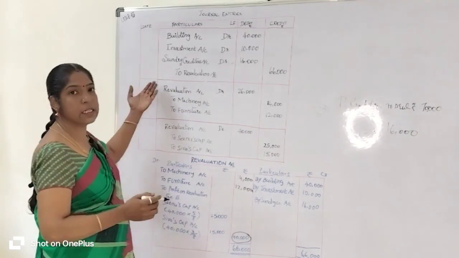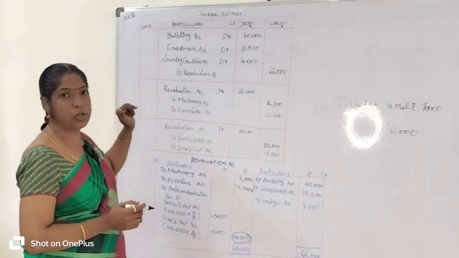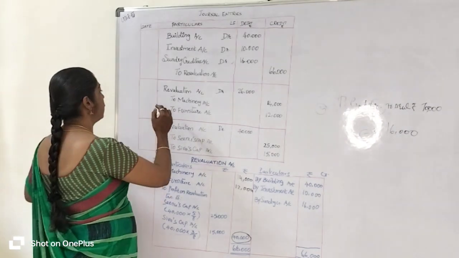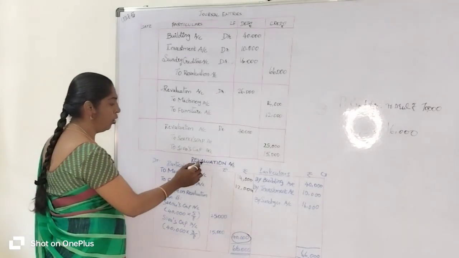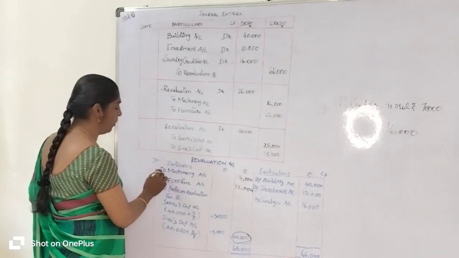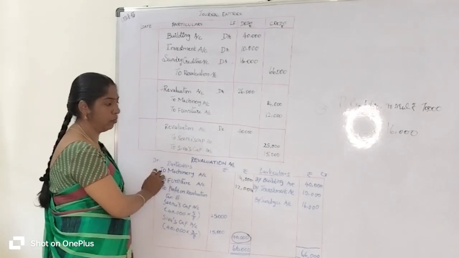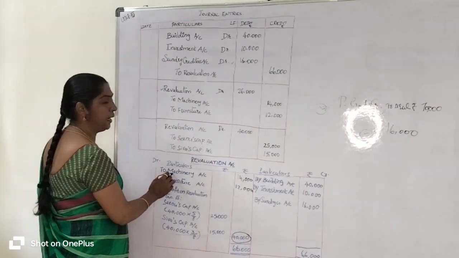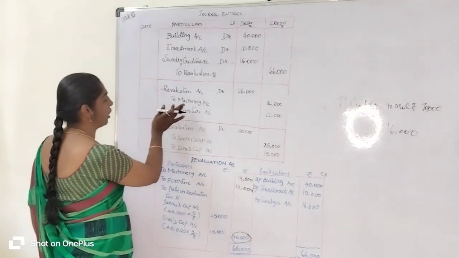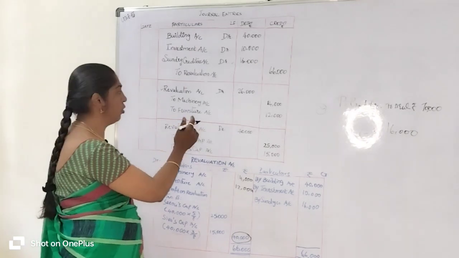Then come to the next transaction. We have to check where the revaluation account is. Revaluation account appears on the debit side. So on the revaluation account you go to the debit side. You always start the word with 'To' on the debit side. Which account are you going to write on the debit side? The opposite account from the revaluation account. Which is the opposite account from the revaluation account?